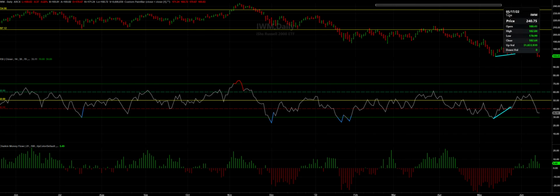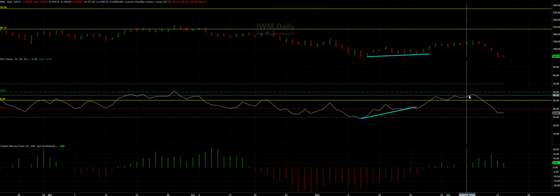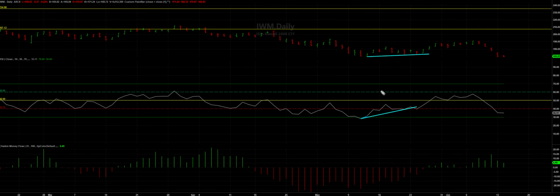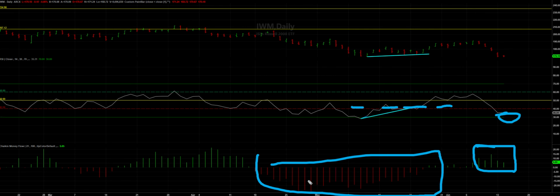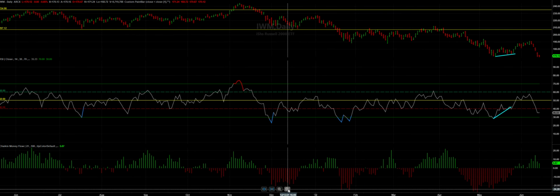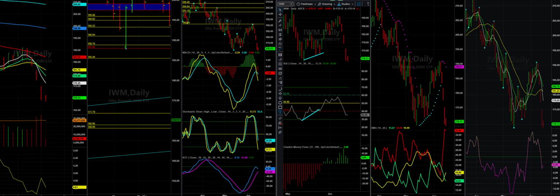Let me expand this so you can see it a little better. This yellow horizontal line here is the 50 level. We're back below 50, and back below these dotted lines, which is the 40 level. We're coming down toward 30. Chaikin money flow is still positive, so the money is not completely out of the IWM yet. When it turns negative, in red, that's telling you the money is completely out. It's not out yet, so there's still some hope that the IWM might be able to find a bottom and maybe get back above that 5-day moving average.